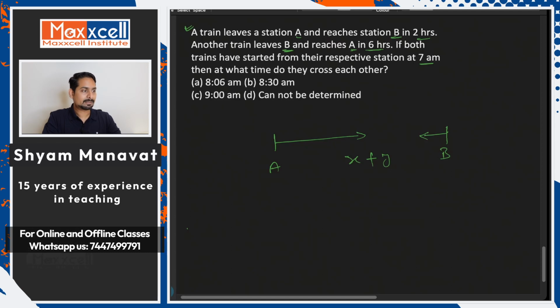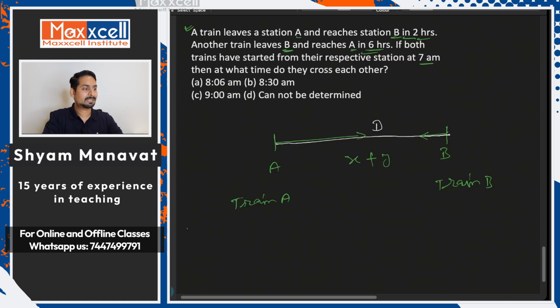So you have, let's name that to be train A, which is starting from A, and train B, which is starting from B. Okay. Now the time for both of them is given, which they take to cover the distance. Both of them are covering the same distance. A to B, B to A, distance will be same, right? Let me call the distance to be D.